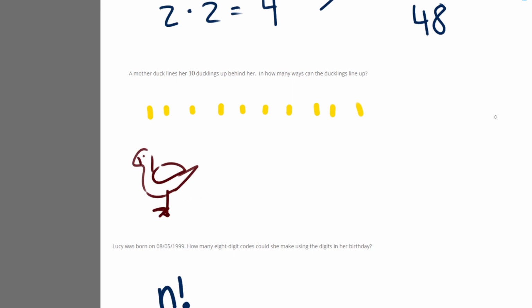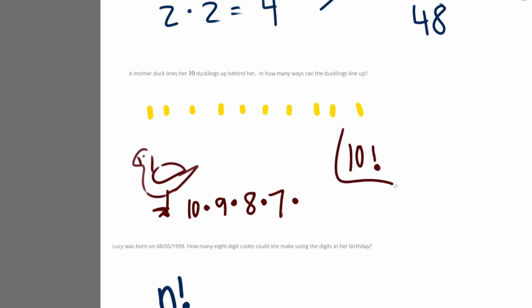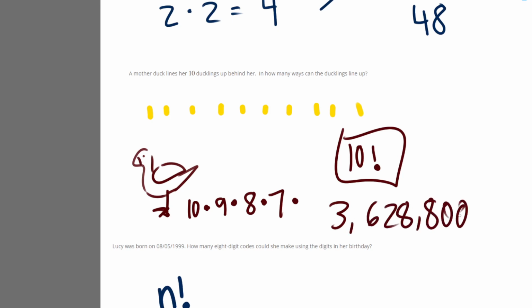But we know that if one of the ducklings lines up, that duckling can't be there anymore. So there's 9 more possibilities for the second spot. So there's 10 possibilities for the first spot, but that leaves us with 9 possibilities for the second spot, and 8 for the third spot, and 7 for the fourth, and so on, which gives you 10 factorial. So our answer is going to be 10 factorial, which when you calculate it is 3,628,800. So there's quite a few possibilities there.